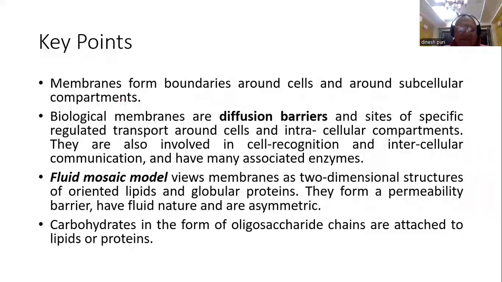So finally, membranes form boundaries across the cell, form compartments, act as diffusion barriers and sites of regulated transport, involved in all these functions we have mentioned, with associated enzymes we saw. The fluid mosaic model finally views the membrane as a two-dimensional structure of globular proteins and oriented lipids. Carbohydrates are attached to lipids as glycolipids or to proteins as glycoproteins. So this is all about it.